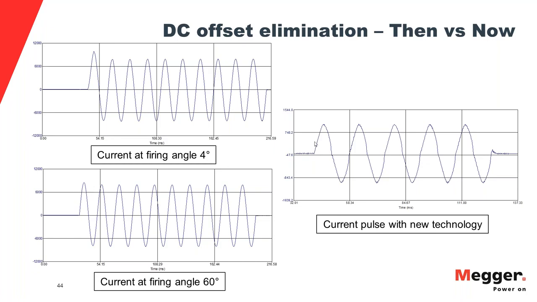And on the right, you have a waveform capture from a test set employing modern solid state technology, where you can see that the offset has been eliminated completely. So all five cycles are completely alike.